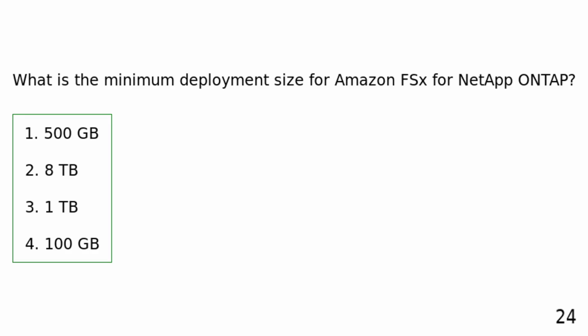What is the minimum deployment size for Amazon FSx for NetApp ONTAP? 500 gigabytes. 8 terabytes. 1 terabyte. 100 gigabytes. The minimum deployment size for Amazon FSx for NetApp ONTAP starts at 8 terabytes.